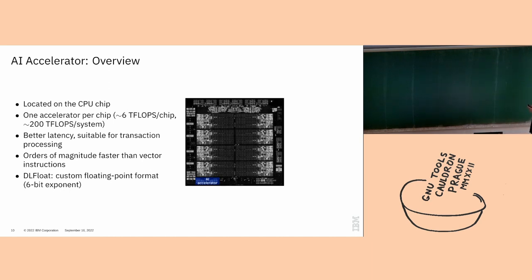So what does this give us? Because normally, everybody does AI on video cards, for example. One of the biggest advantages is better latency, because it can just talk directly to the cache. And that's, I would say, the main benefit.